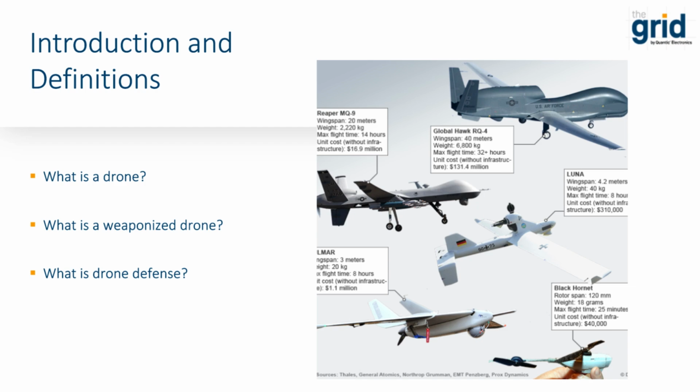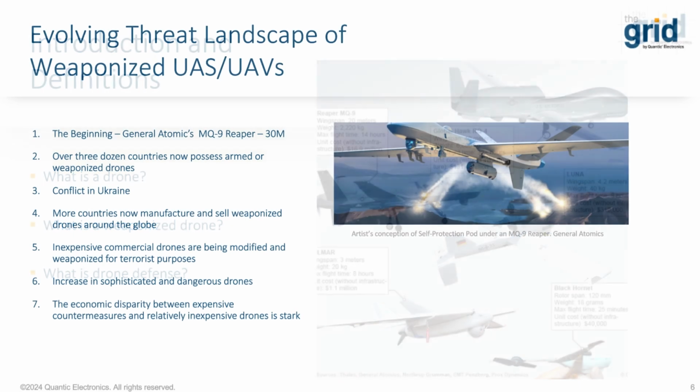So then what exactly is drone defense? Now, drone defense, also known as counter-drone or counter-UAS technology, refers to systems and methods designed to detect, track, identify, and neutralize or destroy unauthorized or potentially threatening drones.